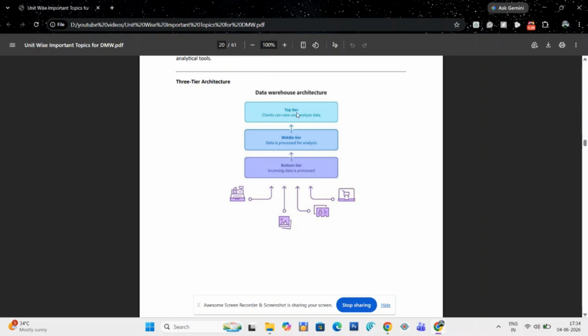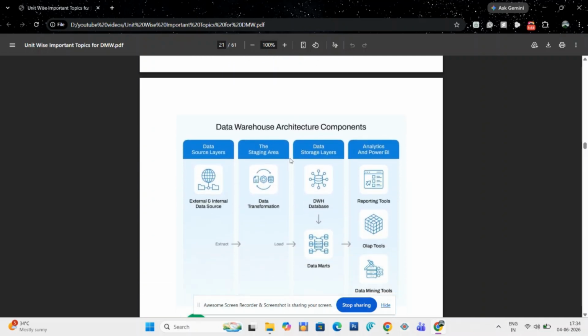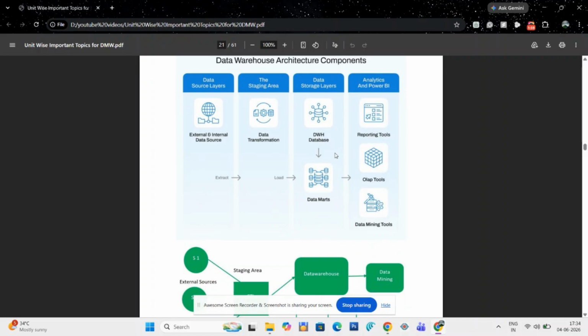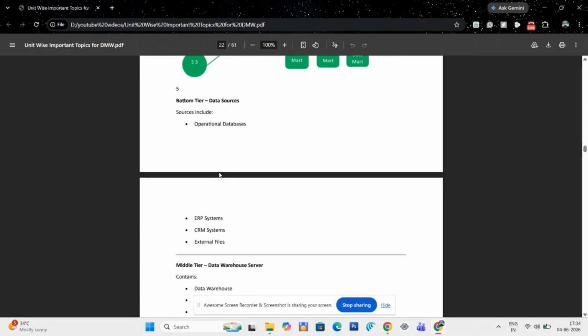Also, the top tier is the presentation layer, and the middle tier is where we get OLAP operations, online analytical processing. And the data warehouse components are the data source layer, the staging area, the data storage layer, analytics, and Power BI. That is also the block diagram.